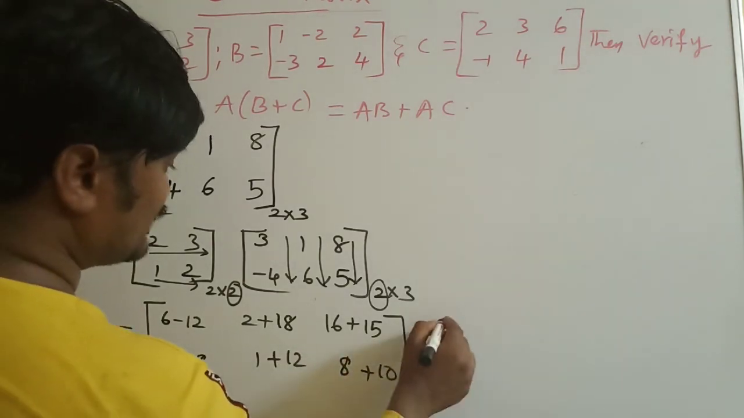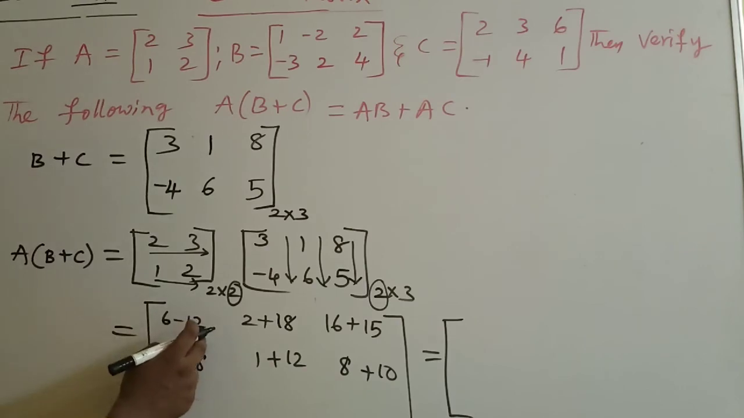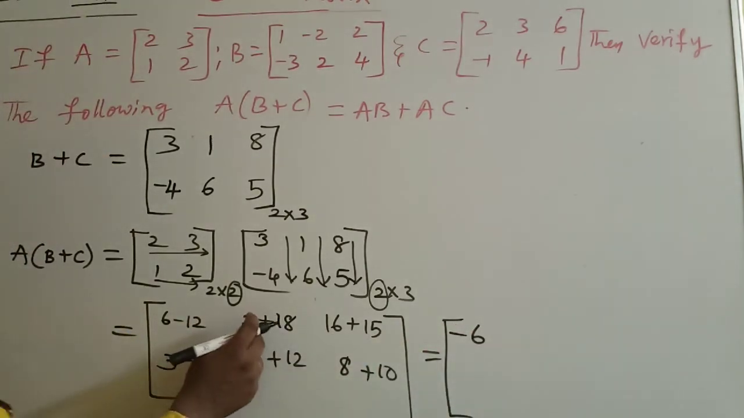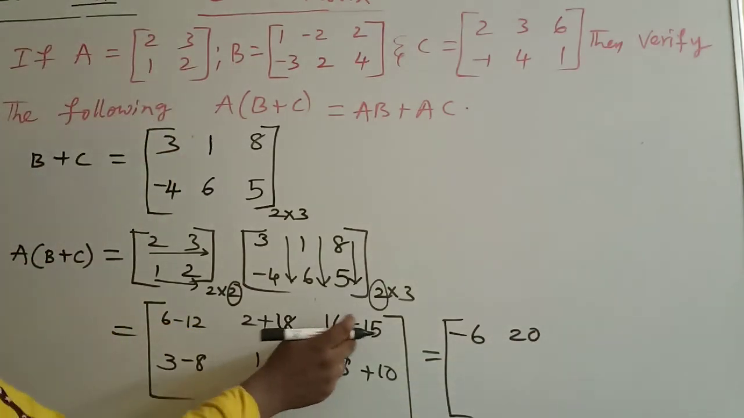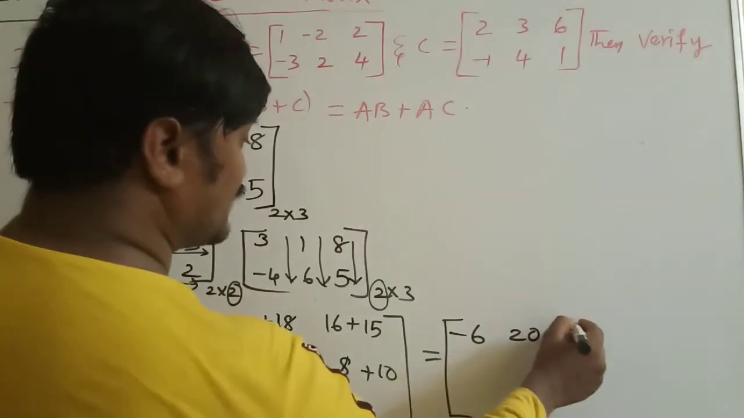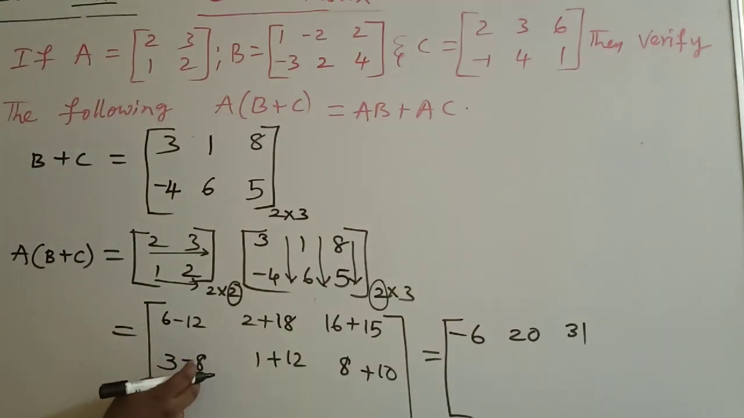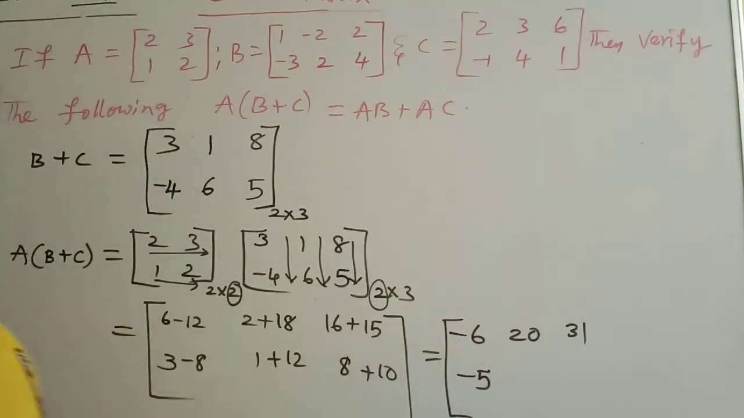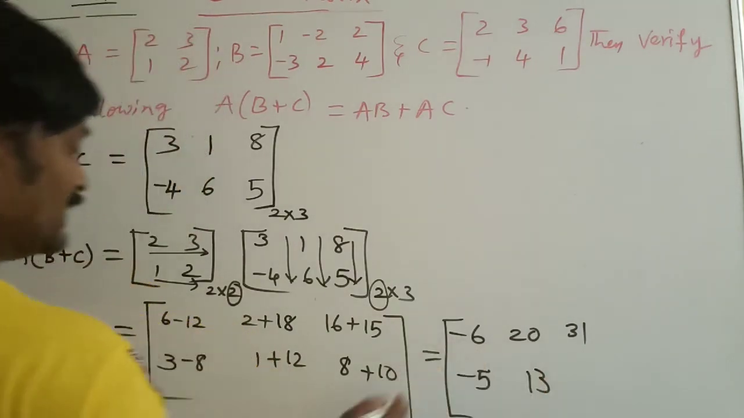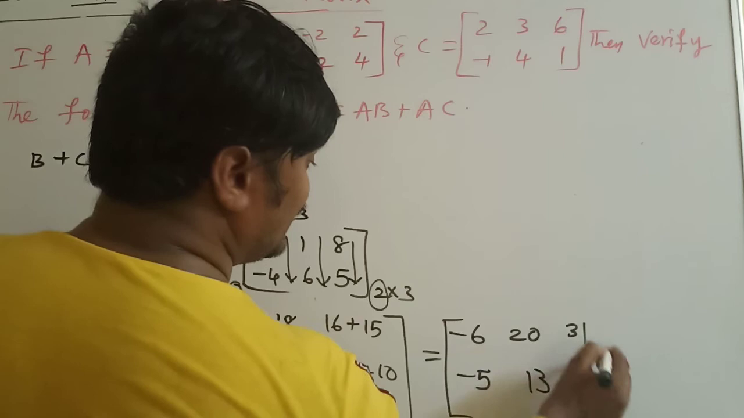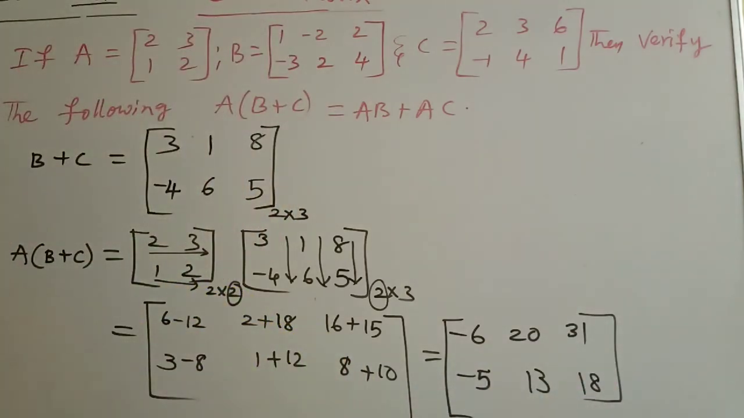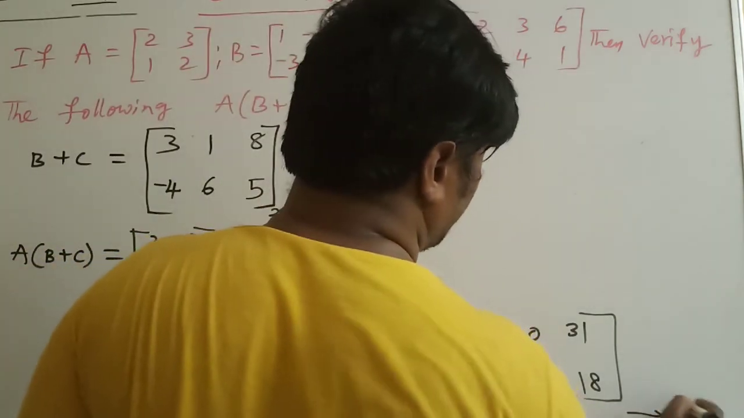So when you are adding this, you are going to get 6 minus 12 is nothing but minus 6. 18 plus 2 is nothing but 20. 16 plus 15 is nothing but 31. And 3 minus 8 is nothing but minus 5. 12 plus 1 is nothing but 13. 8 plus 10 is nothing but 18. So that is about how you need to multiply A into B plus C. So you got A into B plus C as minus 6, 20, 31, minus 5, 13 and 18. This we give as equation number 1.